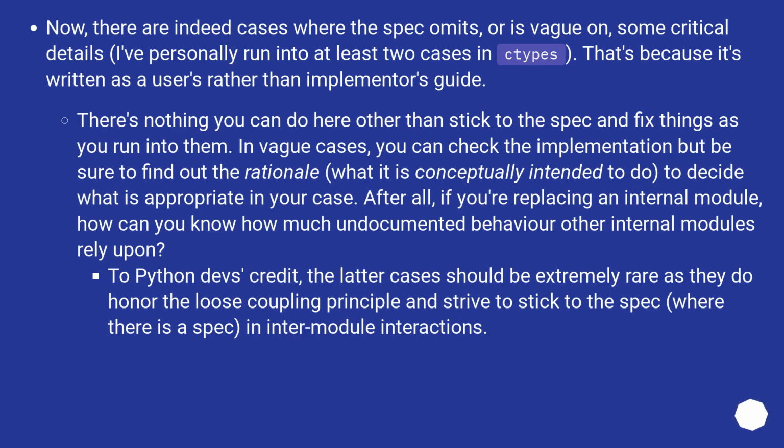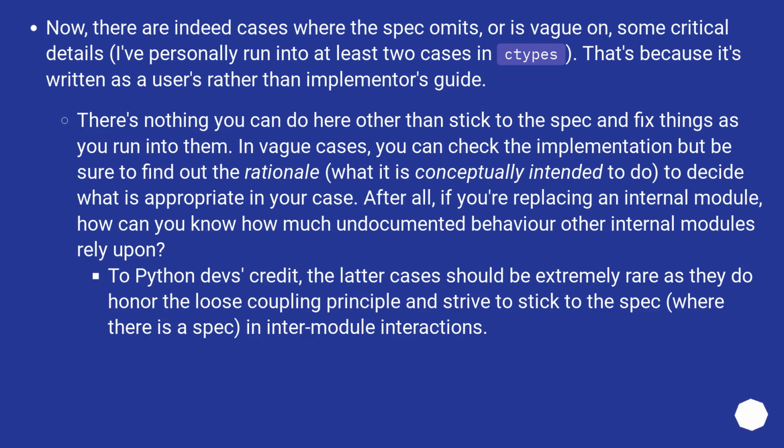Now, there are indeed cases where the spec omits, or is vague on, some critical details. I've personally run into at least 2 cases in C types. That's because it's written as a user's rather than implementer's guide. There's nothing you can do here other than stick to the spec and fix things as you run into them. In vague cases, you can check the implementation, but be sure to find out the rationale, what it is conceptually intended to do, to decide what is appropriate in your case.